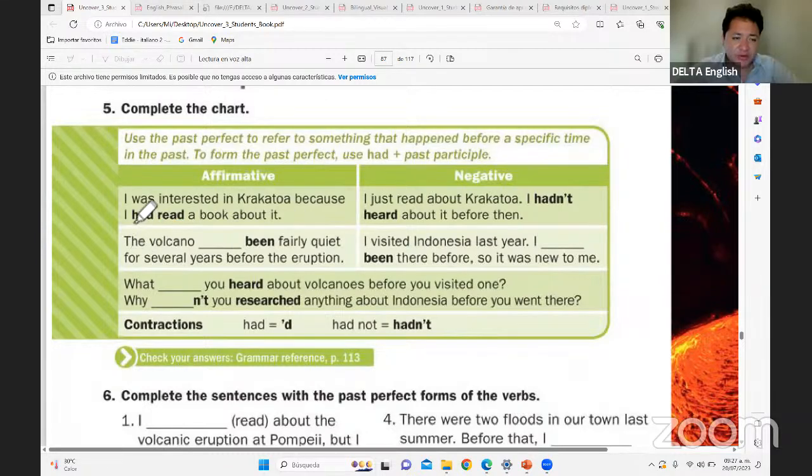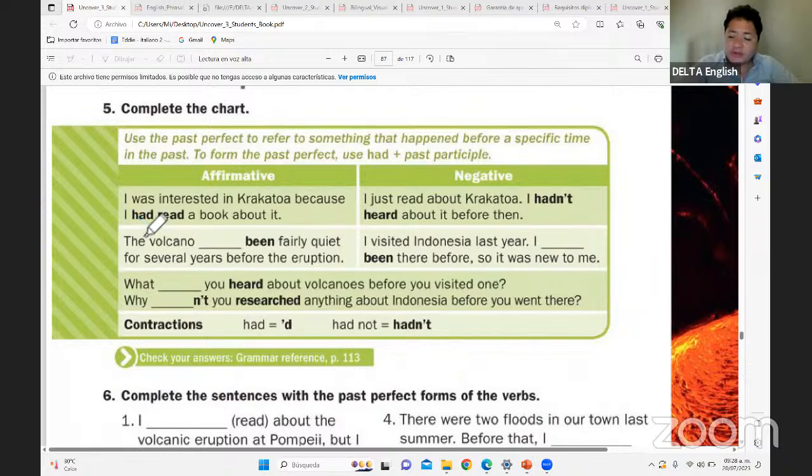Entonces, ¿qué pasó primero? Estar interesado o leer el libro. Primero se leyó el libro, después se interesó. Right? So that's why you use the past perfect for the oldest sentence. La más antigua, la oración que menciona el evento más al pasado. So we would use the past perfect.